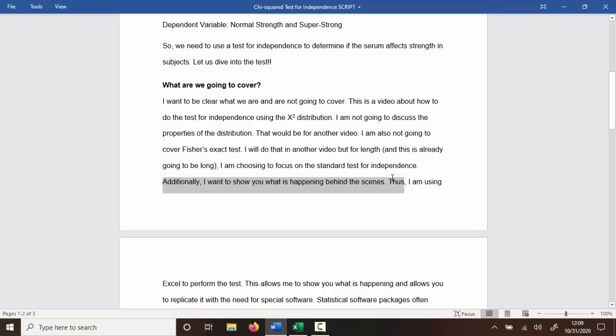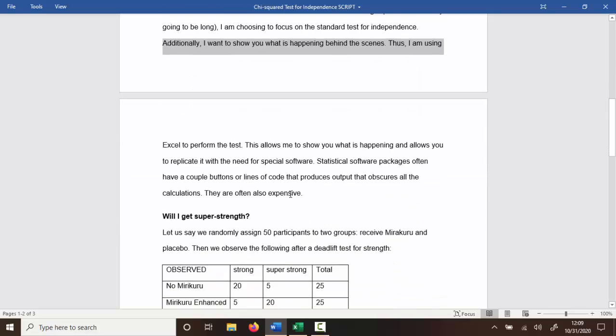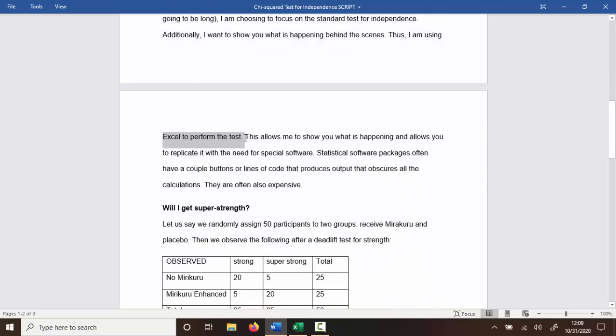Additionally, I want to show you what's happening behind the scenes. Thus, I am actually going to use Excel to perform the test. This allows me to show you what's happening and allows you to replicate it without the need for special software. Most people have Excel on their computer already. Statistical packages often have a couple of buttons or lines of code that produces the output, and that obscures everything that's going on behind the scenes, all those calculations. They can also be pretty expensive. SPSS is in the thousands of dollars.